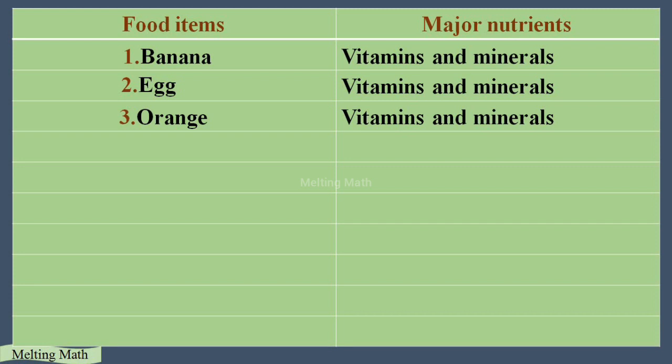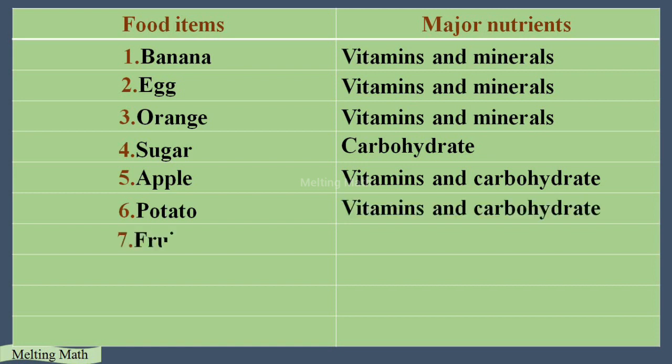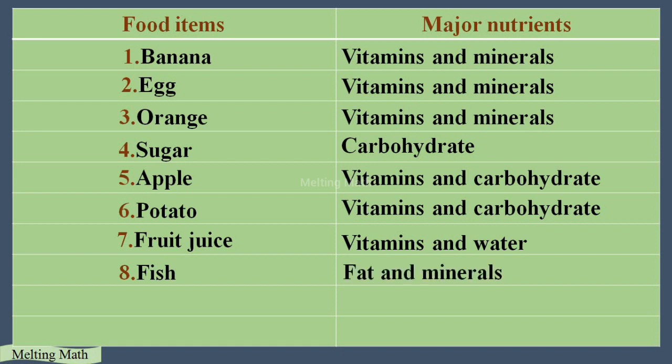Next, sugar. Its major nutrient is carbohydrate. Next, apple. Its major nutrient is vitamin and carbohydrate. Next, potato. Its major nutrient is vitamin and carbohydrate. Next, fruit juice. Its major nutrient is vitamin and water. Next, fish. Its major nutrient is fat and minerals.